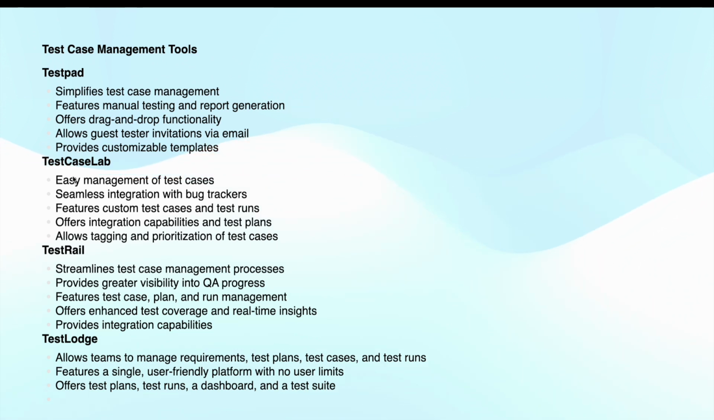Secondly, Test Case Lab. Test Case Lab offers easy management of test cases and seamless integration with the bug tracker. It features customized test cases, test runs, integration capability, test plans, tagging and prioritization of test cases, and more. TestRail. TestRail streamlines test case management processes and provides greater visibility into QA progress. Its features include test case plan and run management, enhanced test coverage, real-time insight into QA progress, and more.